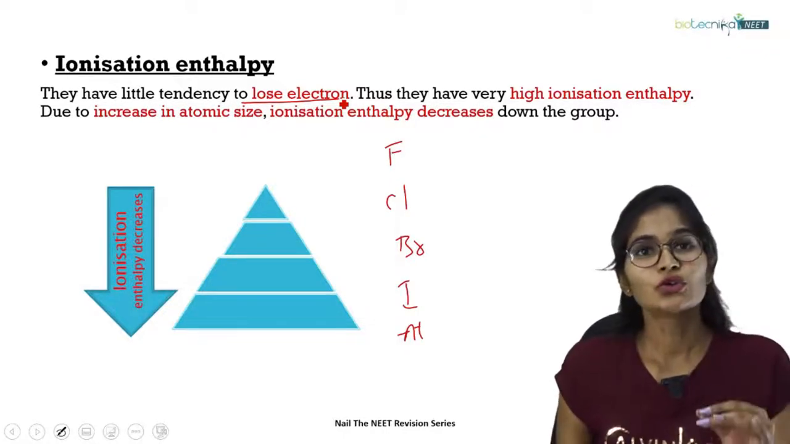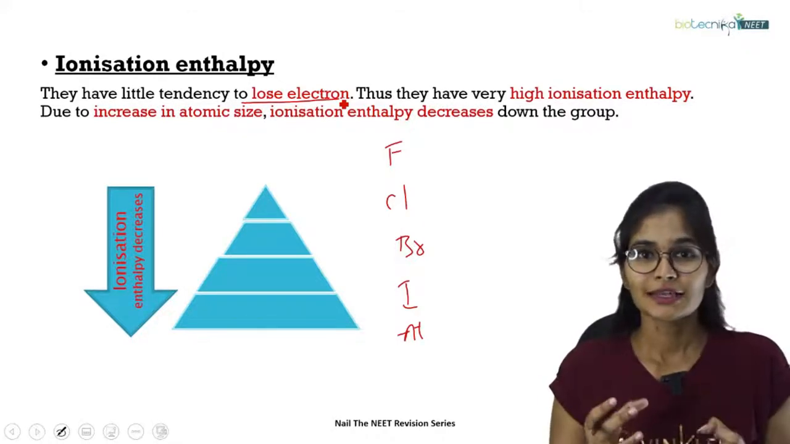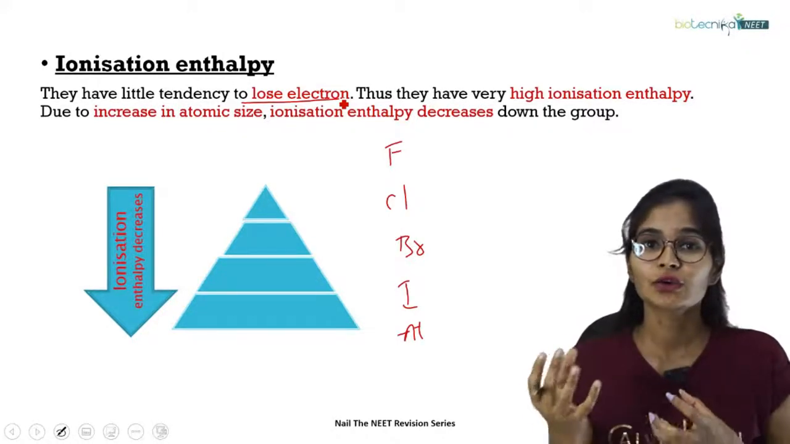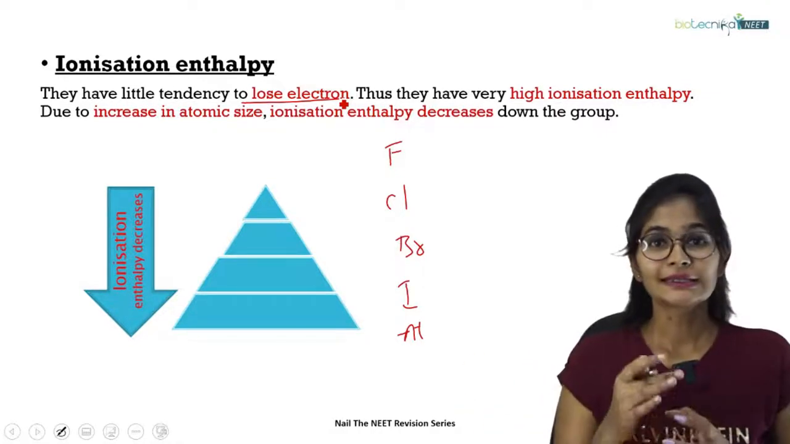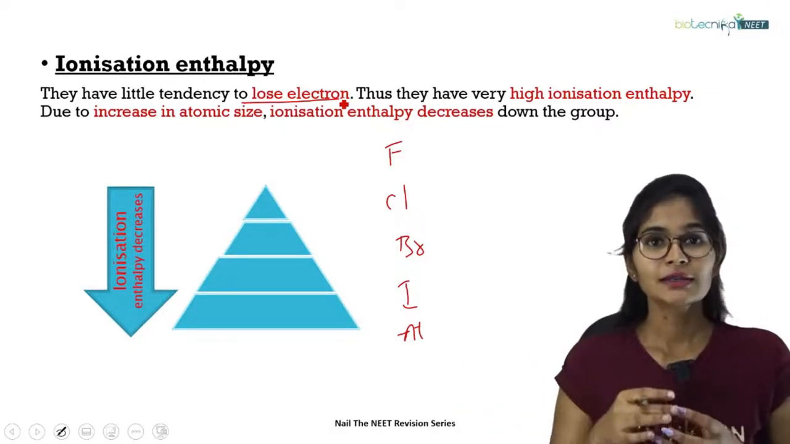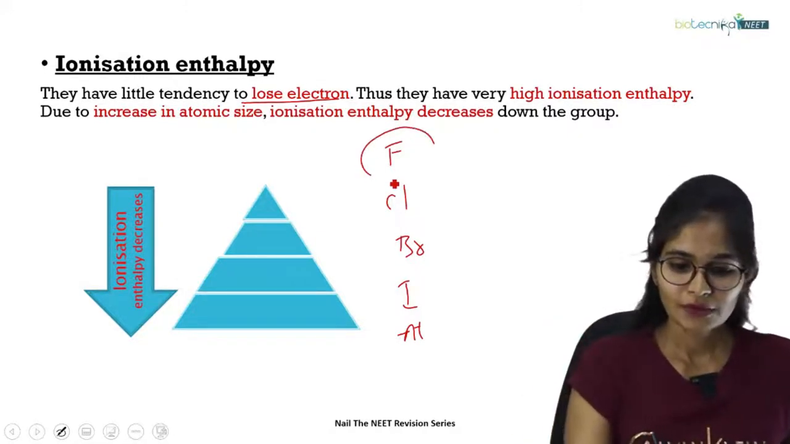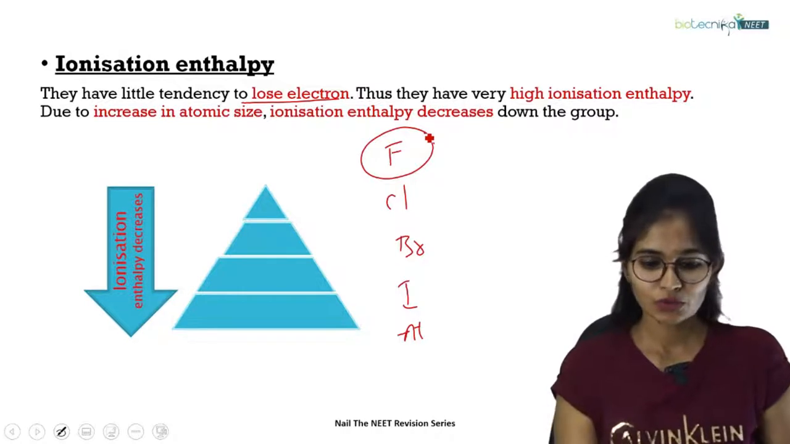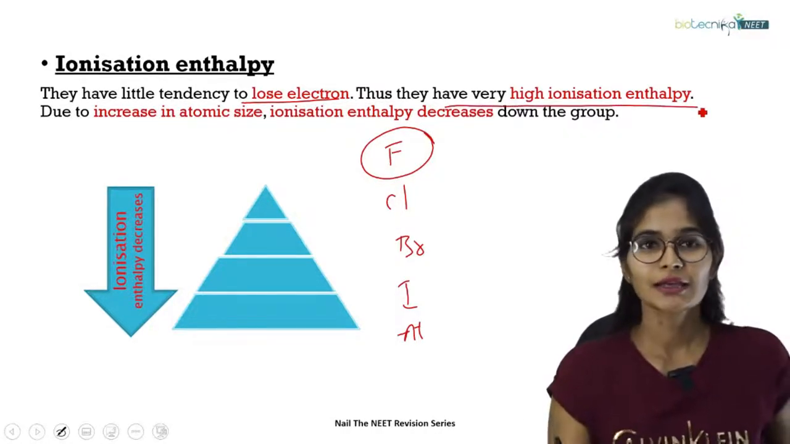So if they want to attain the noble gas configuration, they will very readily accept electrons whenever an electron is donated by any other molecule. So that's why they have little tendency to lose the electron. Instead, they can accept the electron readily. So fluorine will have more reactivity compared to iodine and astatine. So overall, they have very high ionization enthalpy.